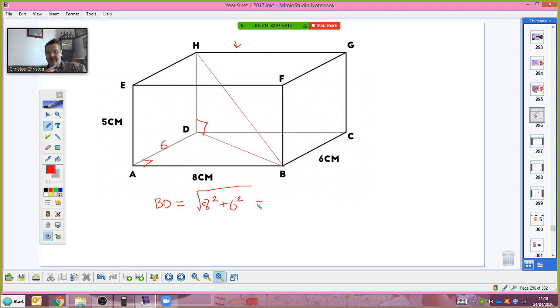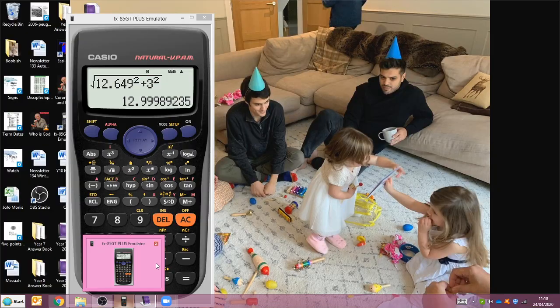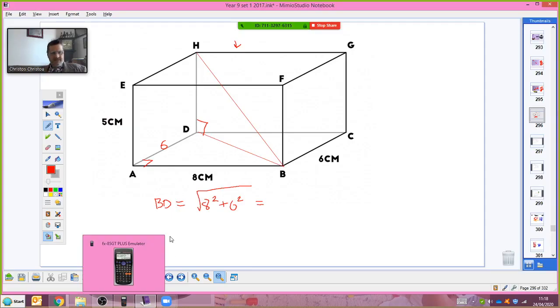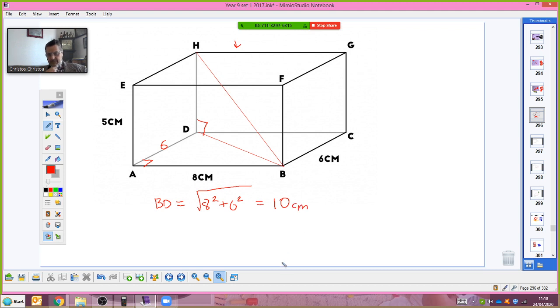Could you give us the answer to that, please? Or must I do it on my calculator? 64 and 36. 64 and 36 is 100. The square root of 100 is 10. Can any of you concur to that? Got it? Yes or no? No one got a calculator on them?